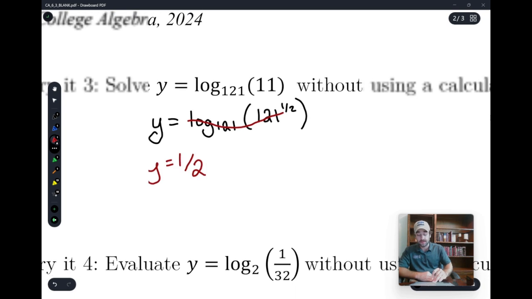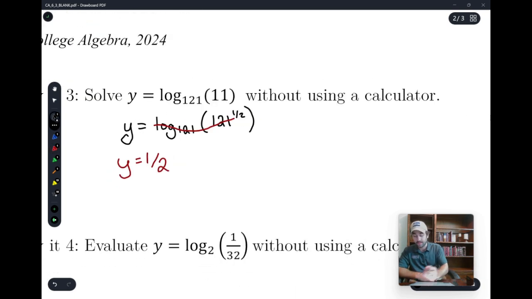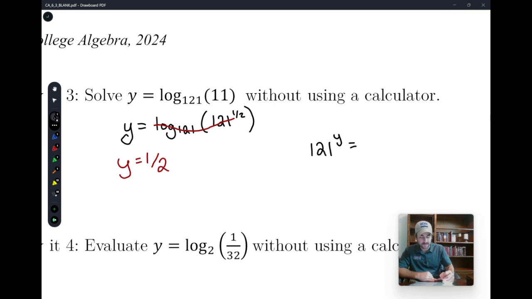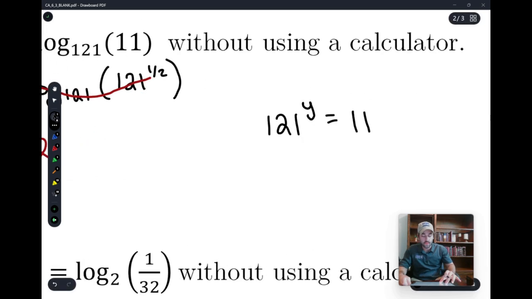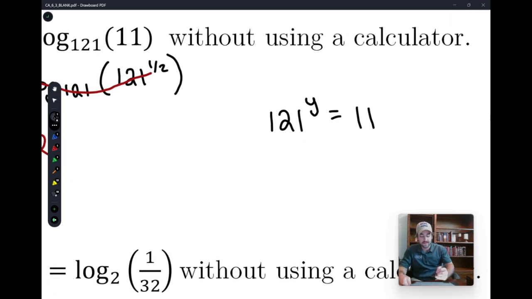All right, a second way to do that problem, and probably a slightly easier way, is to take your base like we've been doing, 121, raised to the y is equal to 11. And then it's our job to figure out, what exponent could give us 11? So the question you have to ask yourself is, what y value will yield 11? If you know the square root of 121 is 11, and you know another way to write the square root is 1/2, you can see y equals 1/2 there.